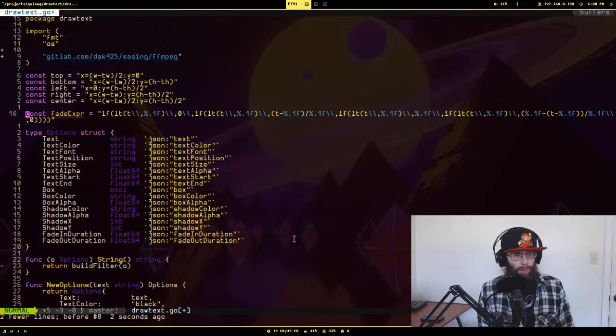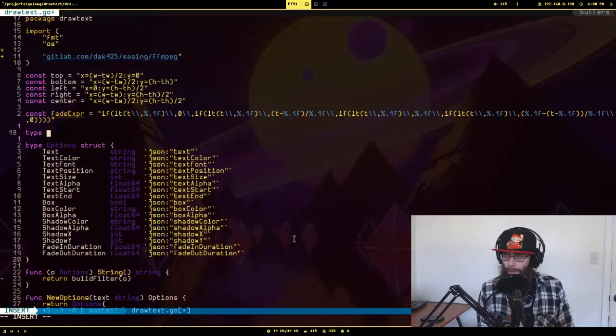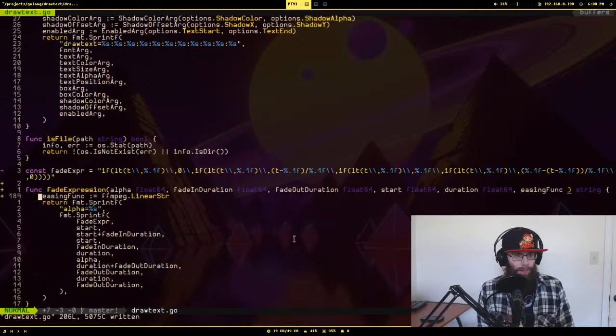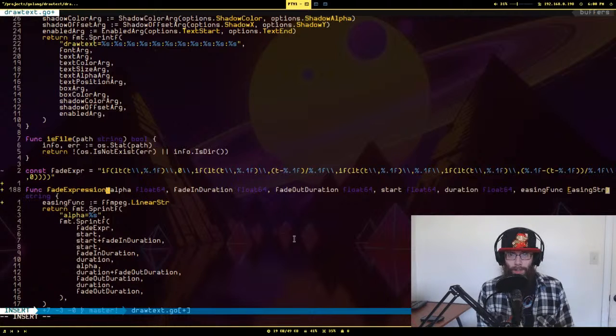Let's do type easing string func is func string. So this easing func would be, do defaults, right? Defaults to ffmpeg.linear.